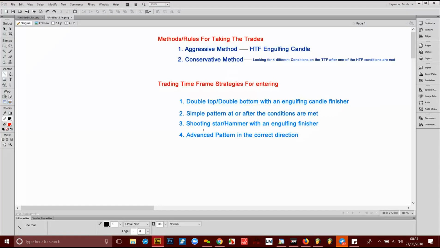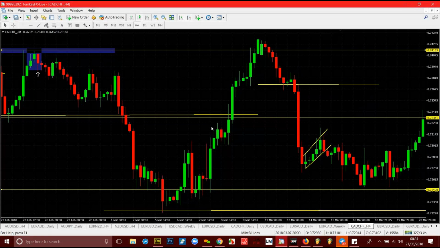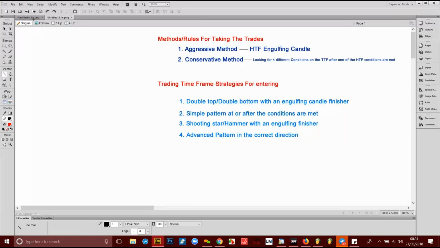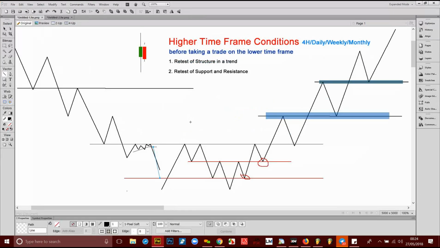The next one is the shooting star. I'm really trying to rush here because I don't want it to be much more than 50 minutes or thereabout. So a shooting star or a hammer. Remember, these are reversal patterns. Shooting stars and hammers are also reversal candles. So what does that mean?